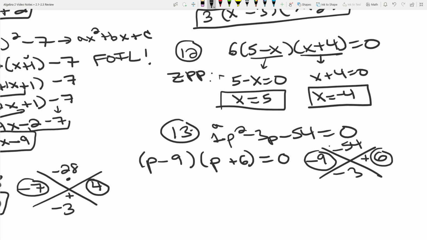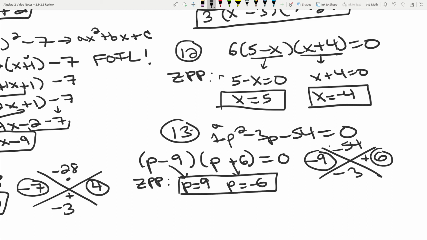All right, so we factor this. Now we're going to use the ZPP here, right? Zero product property. So what makes this equal to 0? Well, p has to be 9. 9 minus 9 is 0. What makes this equal to 0? Well, p has to be negative 6. Negative 6 plus 6 is 0. So those are my two answers.